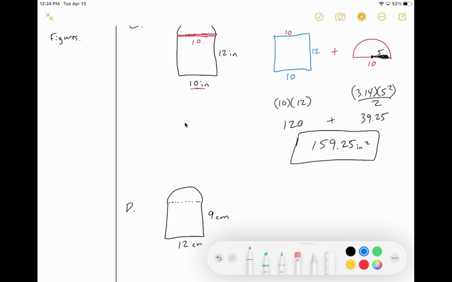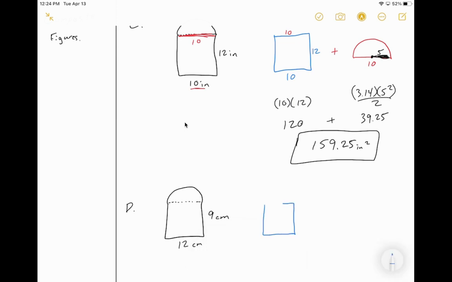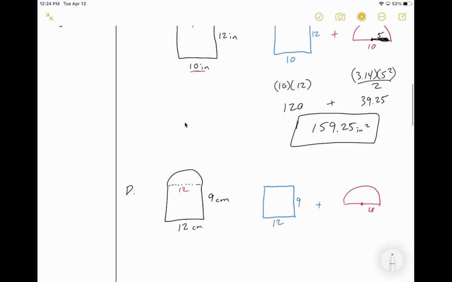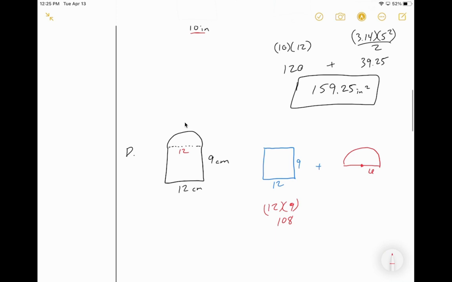Okay, here we go. We've got a rectangle, 12 by 9, plus a semicircle. I'm going to go straight to the radius. This is 12 right here, which means the radius is actually 6. The radius is 6, not 12. Okay. 12 times 9 is 108. So we got that part. Okay, this one is 3.14 times 6 squared divided by 2.